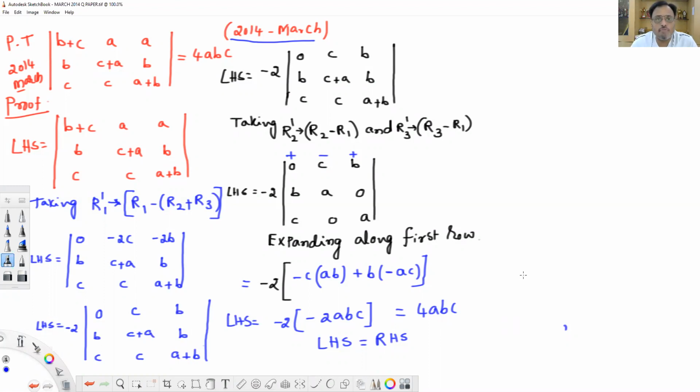From 2014, the first question I have selected is 2014 March. Here I have written this. Directly I'll read the question now. Prove that the determinant with rows B plus C, A, B; C plus A, B, C; A plus B, C, A plus B is equal to 4ABC.